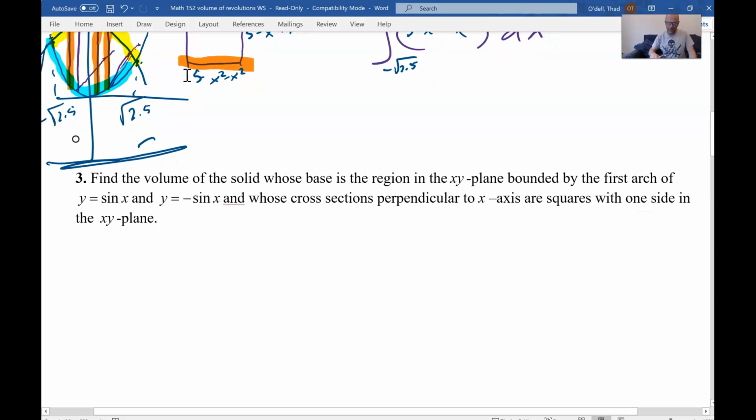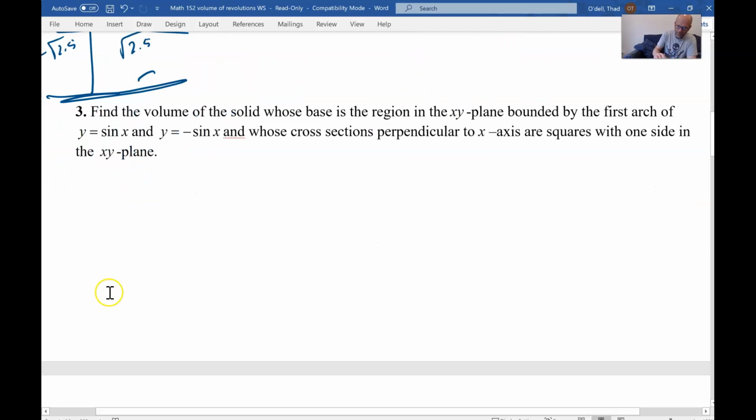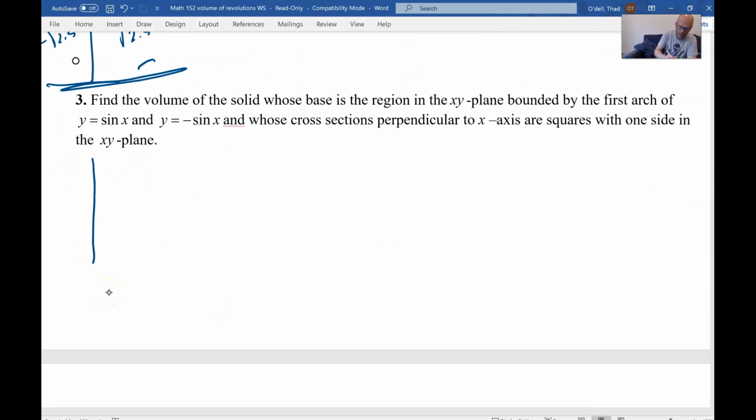Here's another cross-sectional area. Find the volume of the solid whose base is a region in the xy plane bound by the first arc of y equals sine and y equals negative sine. Oh, that's interesting. So y equals sine would look like this. That's the first arc. Of course, it would keep going, right? And y equals negative sine. Grab a different color.